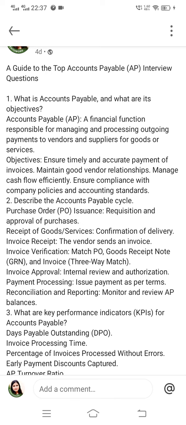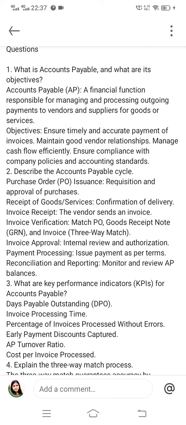And what is its objective? Its objective is basically to ensure that the payment is accurate and done on time, and that we maintain a good relationship with the vendors. Because if you are not paying them on time, it can happen that they will not provide you the goods and services, and the company's reputation, your reputation, will be at stake. So we should keep that in mind.